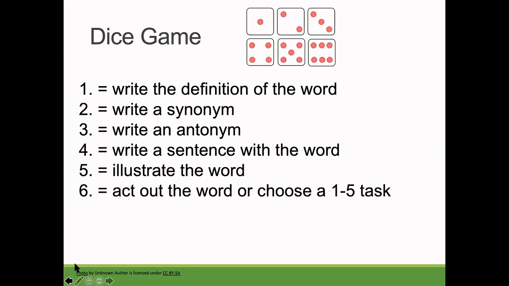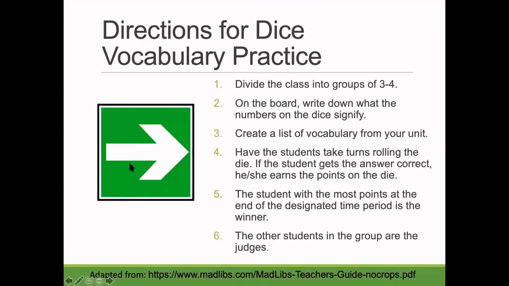So inorganic, if I got a number 6, it says act out the word or choose a 1 to 5 task. So sometimes it's hard to act out a word, or choose a 1 to 5 task. So let's do number 3, organic. Exactly. Maybe if you were going to act out inorganic, you'd be like, I don't know. Maybe you could pretend you're dead. I don't know. Or not mineral. Yeah, exactly. Okay, so we have just 2 more words here.